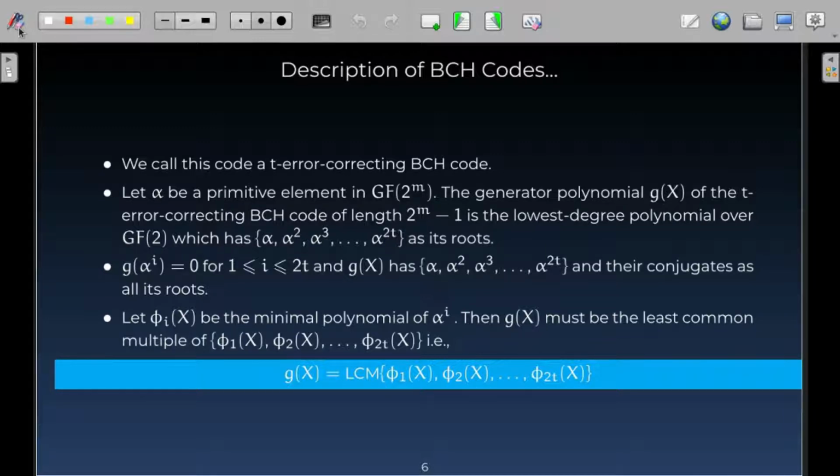Okay, so let phi_i(x) be the minimal polynomial of alpha^i, then g(x) must be the least common multiple of phi_1, phi_2, up to phi_2t(x), right? So g(x) is simply the LCM of phi_1(x), phi_2(x) and all the way up to phi_2t(x), where phi(x) is basically the minimal polynomial.